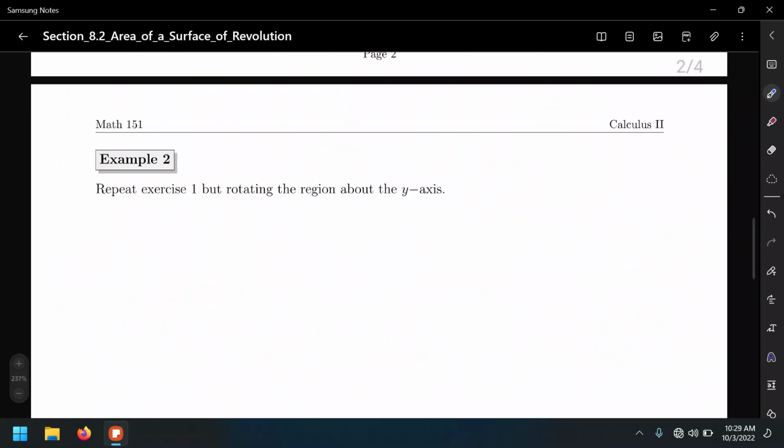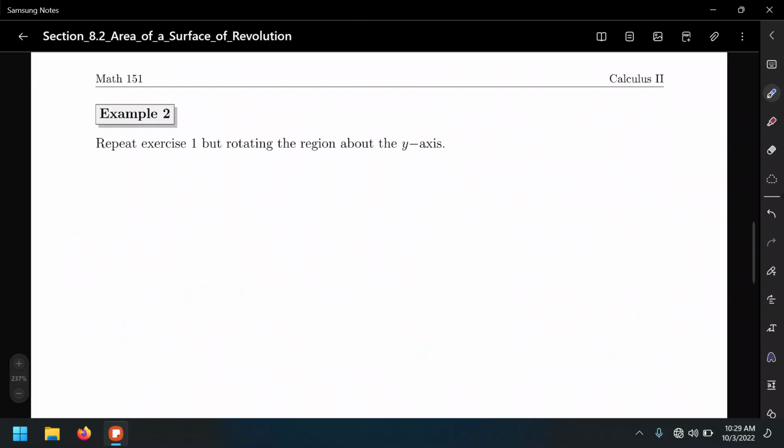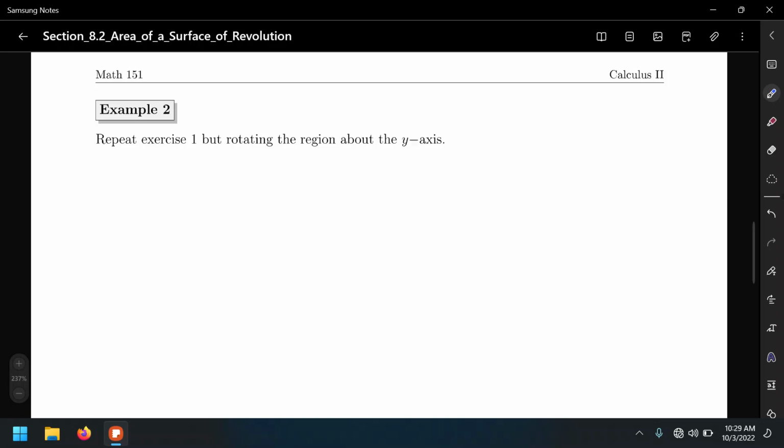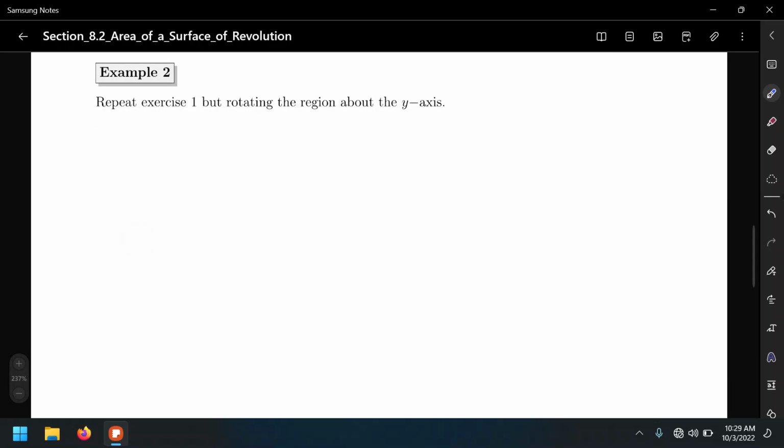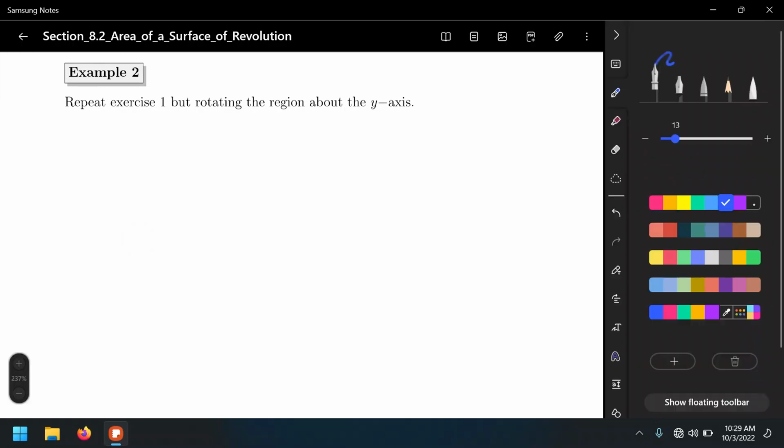Example number 2. Let's repeat exercise number 1. However, this time we will be rotating the region about the y-axis. So again, same function, same limits of integration. We will be using functions of x still. However, things are going to look a little bit different. You'll see how it works.